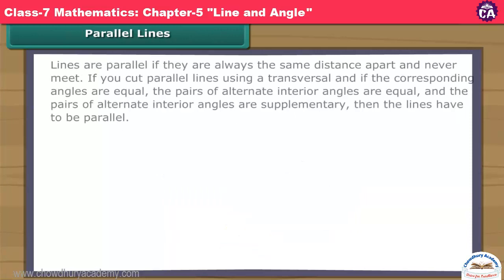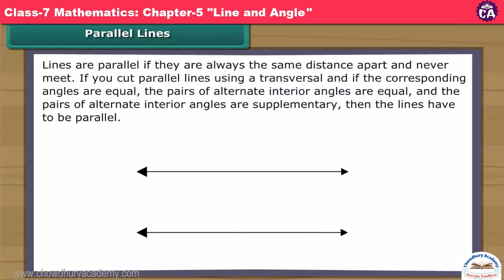Parallel lines. Lines are parallel if they are always the same distance apart and never meet. You can also check if lines are parallel by cutting the lines using a transversal. If the corresponding angles are equal, the pairs of alternate interior angles are equal, and the pairs of interior angles are supplementary, then the lines have to be parallel.